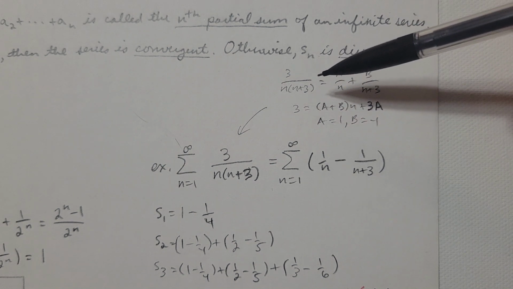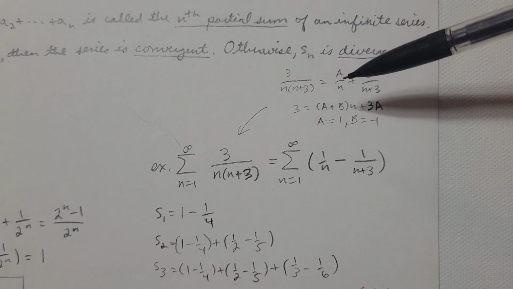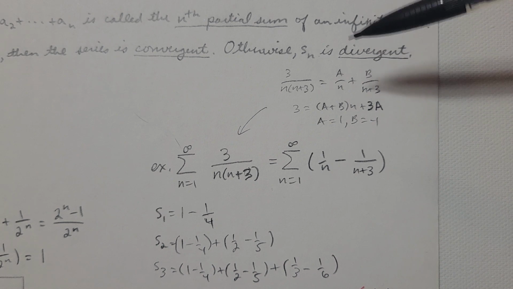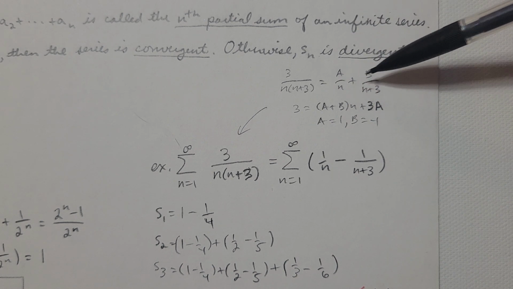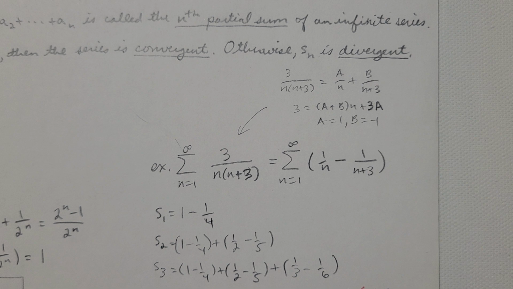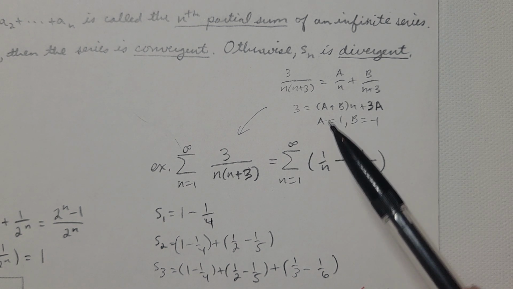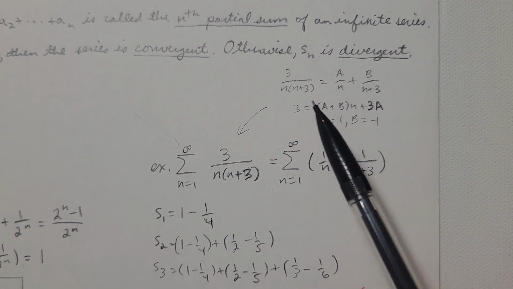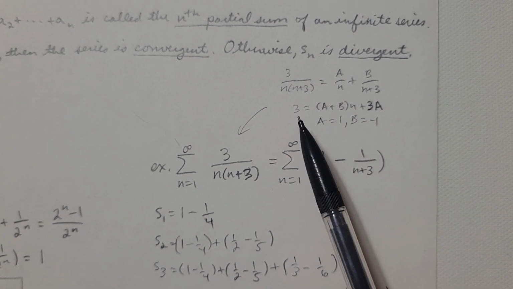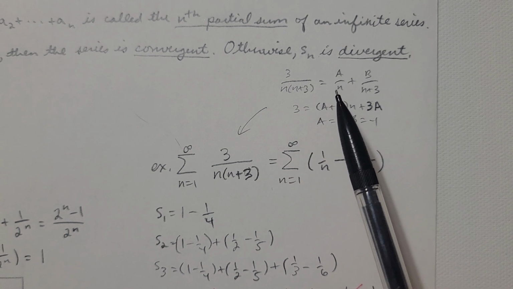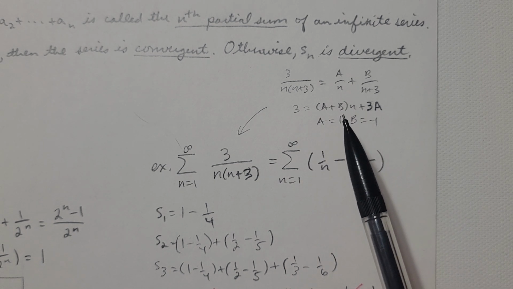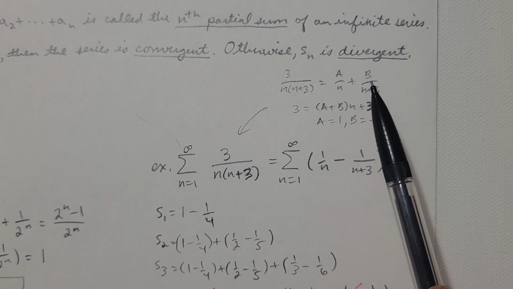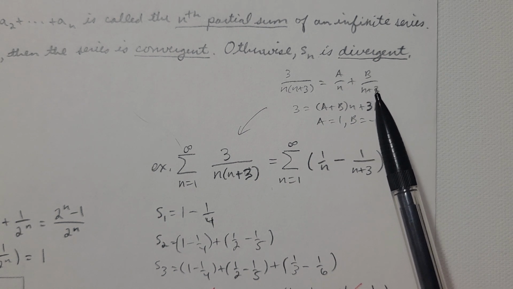3 over n times n plus 3. Well, n and n plus 3 are both linear factors, right? So I'm going to have a over n plus b over n plus 3. I've got to find a and b. Well, if I clear out the denominators here, multiply both sides by n times n plus 3, then 3 would be equal to a times n plus 3 plus b times n.